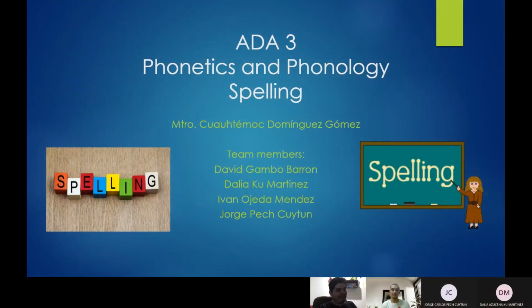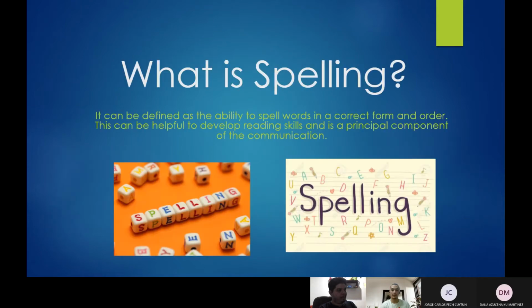Hi everyone. Today in our phonetics and phonology class, we will see a spelling activity. What is spelling? It can be defined as the ability to spell words in a correct form and order. This can be helpful to develop reading skills and is a principal component of communication.